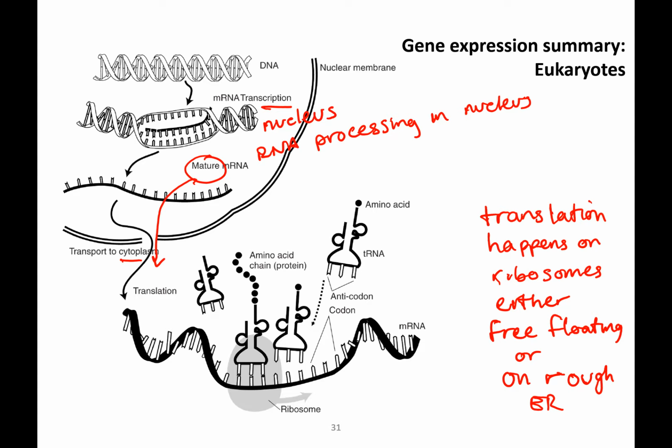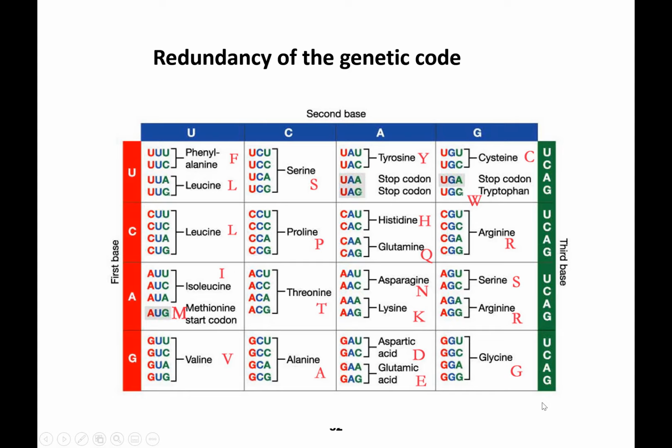One last concept, and then we're done. And that, I mentioned earlier, is the redundancy of the genetic code. So you'll notice that most amino acids have multiple codons. The exceptions to this are methionine, the start codon, and tryptophan, which only have one codon. Everything else has at least two.